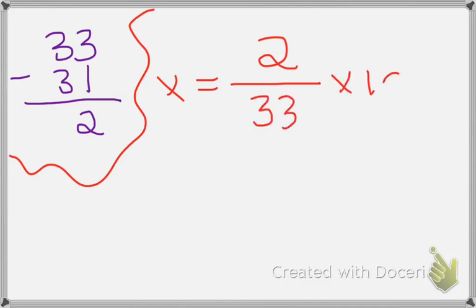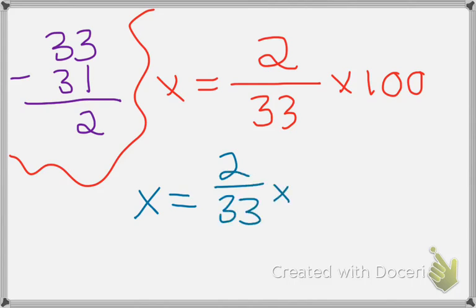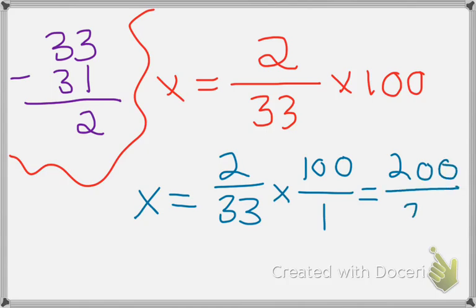Times 100. We can do the same thing from before. We can either divide, then multiply by 100, or multiply by 100, then divide. Personally, I like to multiply by 100 first. If you like the other way, that's totally fine. I'm just trying to save time. So x equals 2 over 33 times 100 over 1. 2 times 100 is 200, and 33 times 1 is 33. So now I just have to divide 200 by 33.